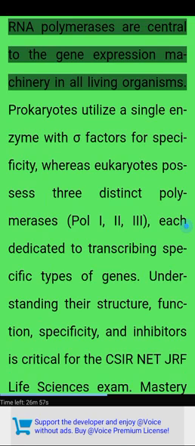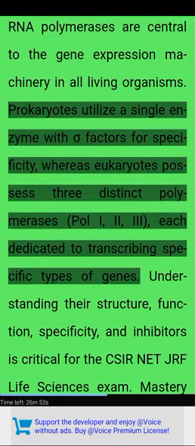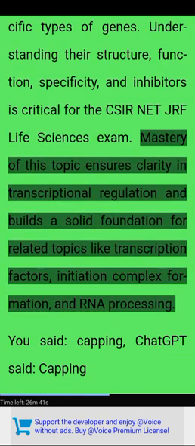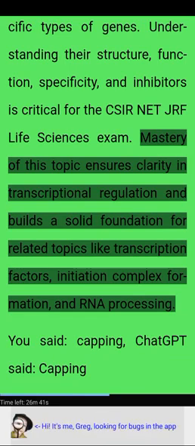Conclusion: RNA polymerases are central to the gene expression machinery in all living organisms. Prokaryotes utilize a single enzyme with sigma factors for specificity, whereas eukaryotes possess 3 distinct polymerases, Pol I, II, and III, each dedicated to transcribing specific types of genes. Understanding their structure, function, specificity, and inhibitors is critical for the CSIR-NET JRF Life Sciences exam. Mastery of this topic ensures clarity in transcriptional regulation and builds a solid foundation for related topics like transcription factors, initiation complex formation, and RNA processing.